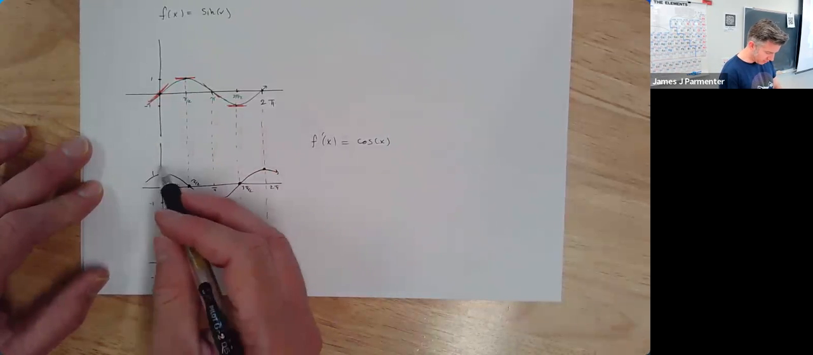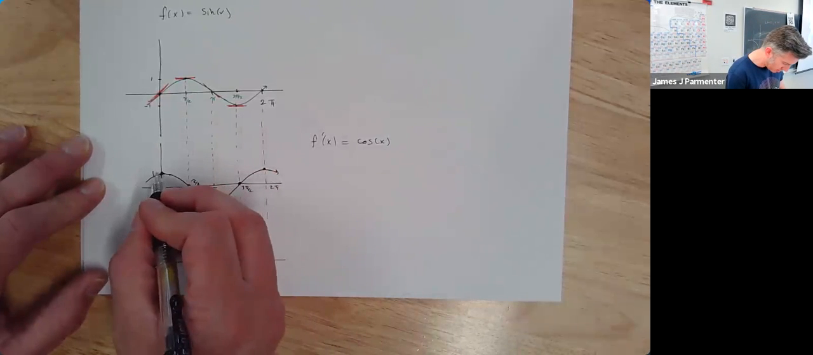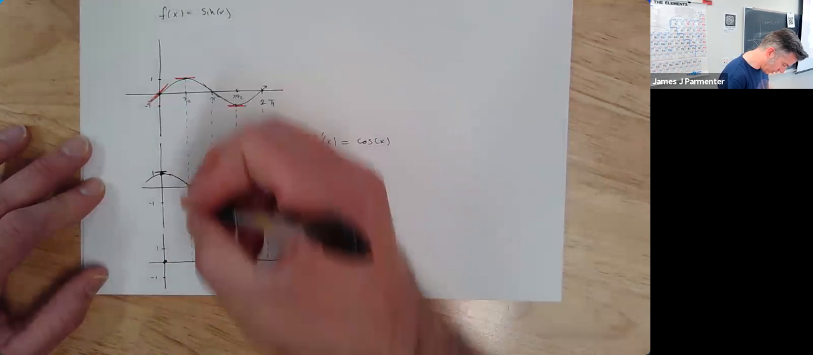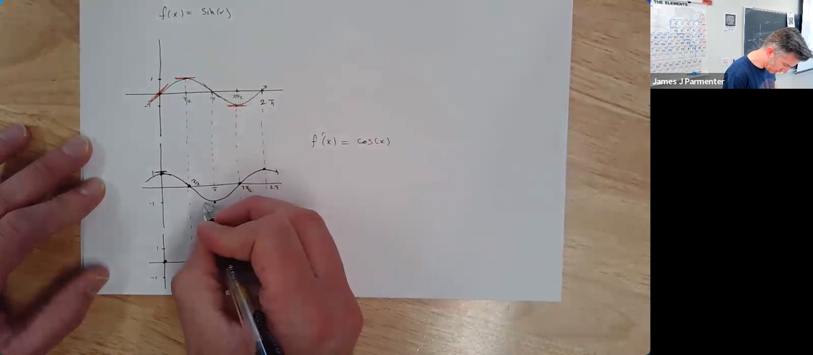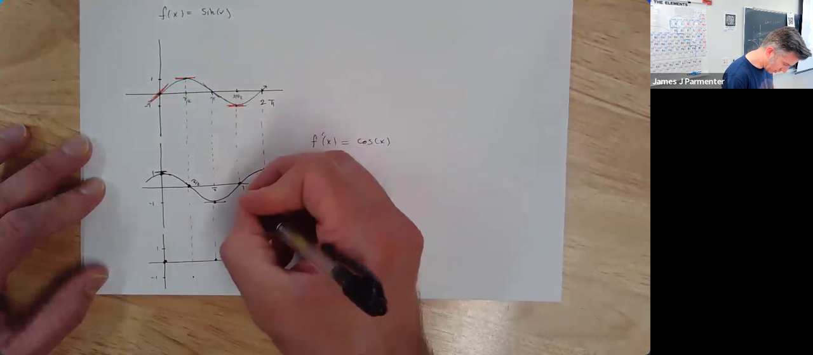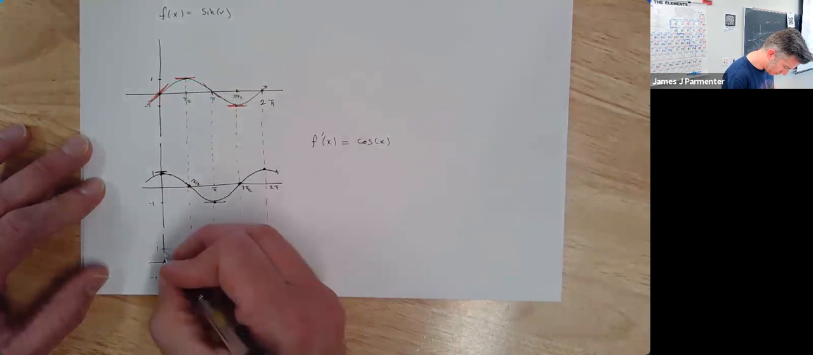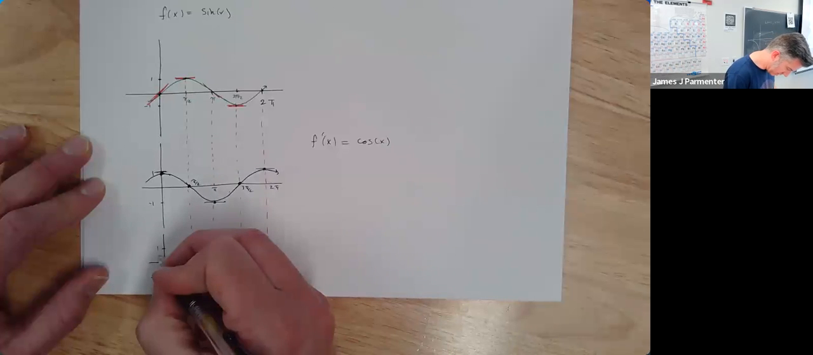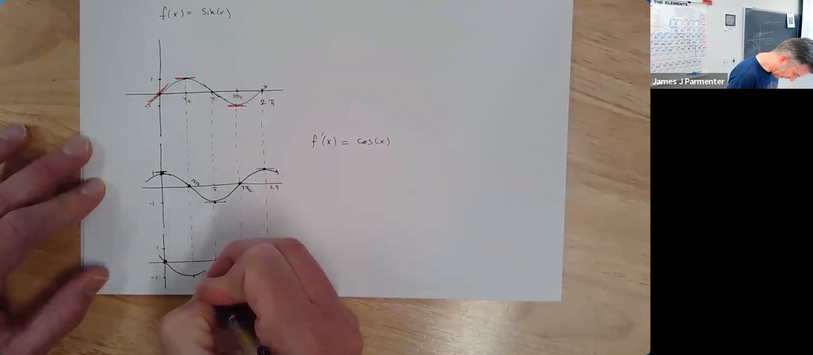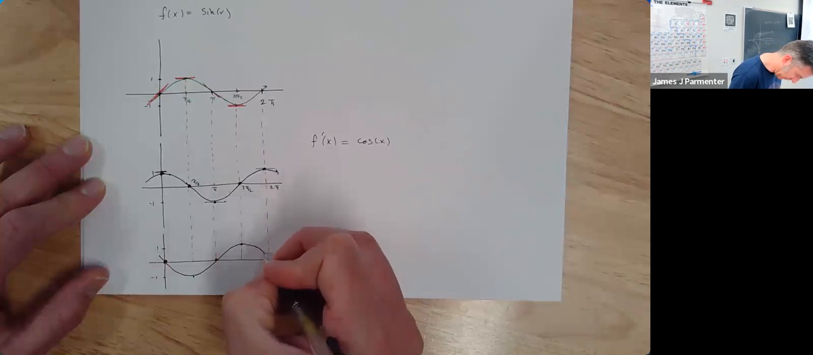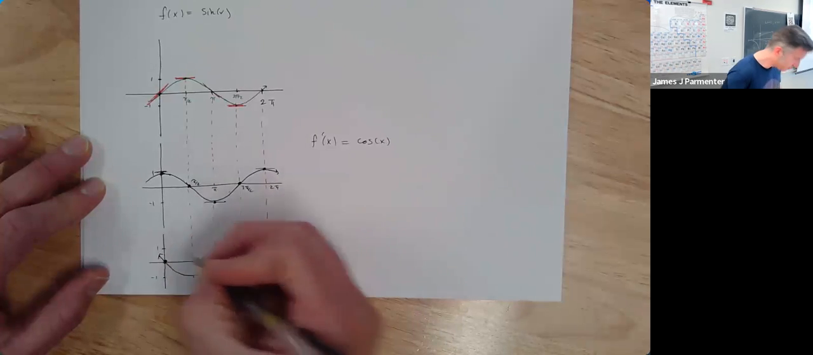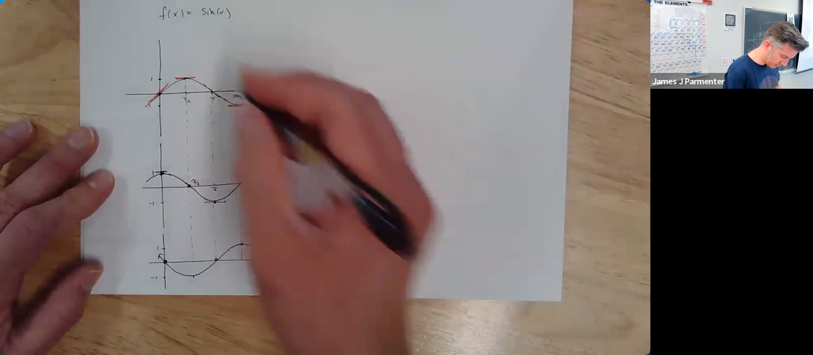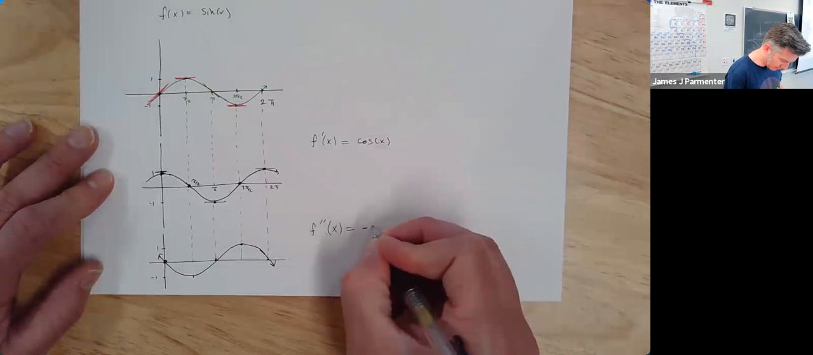Now at this point here, slope of the tangent line is 0. At this point here, the slope of the tangent line is -1. At this point here, the slope of the tangent line is 0. At this point here, the slope of the tangent line is +1. And finally, at the last point here, we're back to 0. And the graph of this looks like my sine function, but I flipped it over. So that derivative of cosine, which is the second derivative of sine, is going to be negative sine.